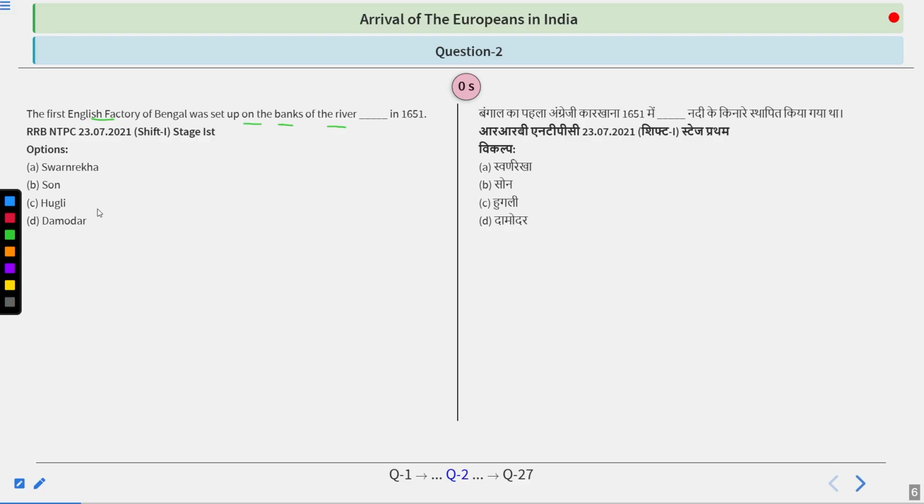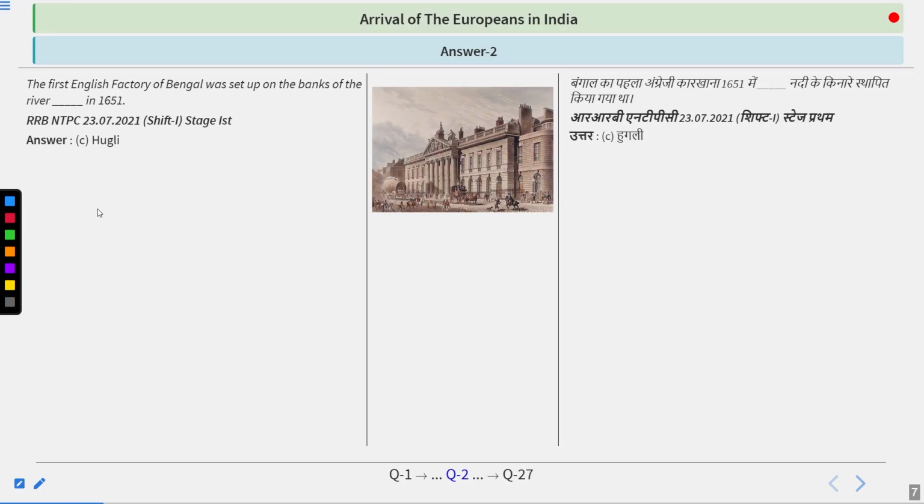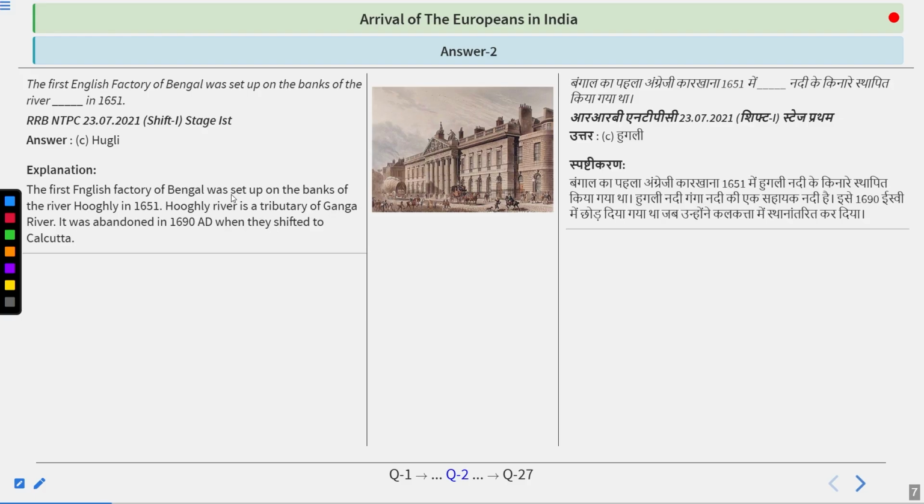So basically we know that the first factory that was established was on the bank of the river Hooghly. So the first English factory of Bengal was set up on the banks of the river Hooghly in 1651. Hooghly River is a tributary of the Ganga. It was abandoned in 1690 AD when they shifted to Calcutta. So do remember the answer is Hooghly.